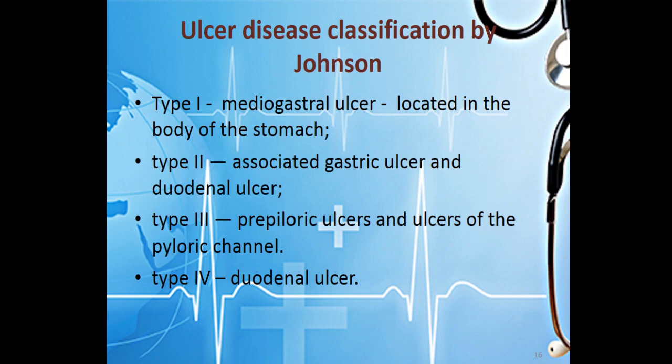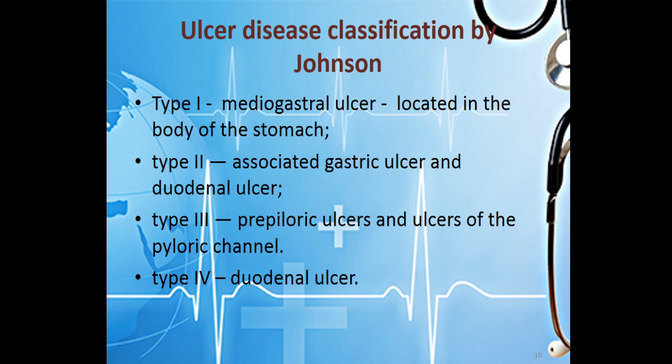Type 2, associated gastric ulcer and duodenal ulcer. So, 2 ulcers. One ulcer in the stomach, usually the antral part. Second, in the duodenum. And type 3, prepyloric ulcer. So, in the pyloric area and a little over it.